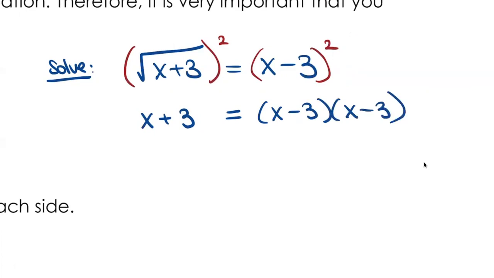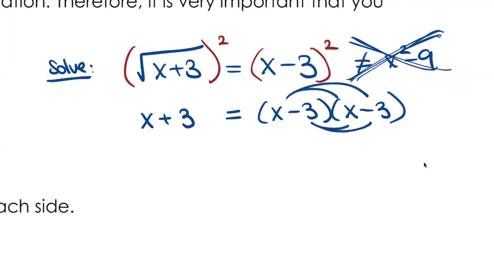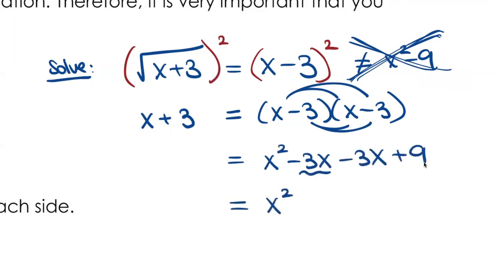Do not distribute that exponent. This is not equal to x squared minus 9. No, no, no. Okay, that is not correct. So we're going to distribute this, and we're going to FOIL it out. So I get x squared minus 3x plus 9. Combining these two, I get x squared minus 6x plus 9.